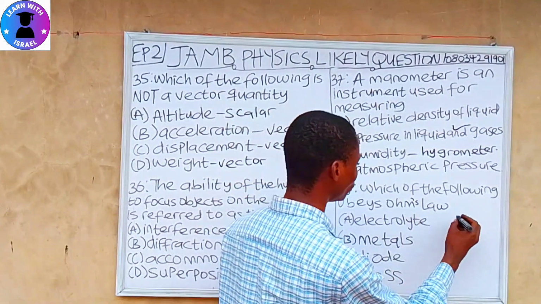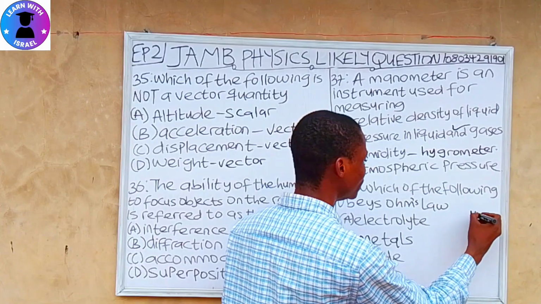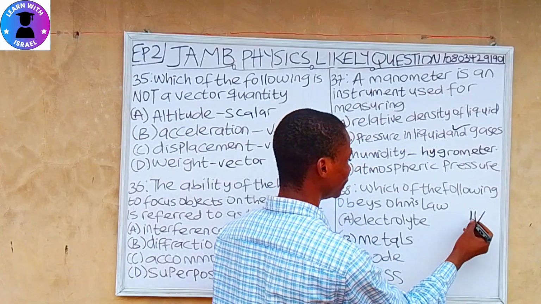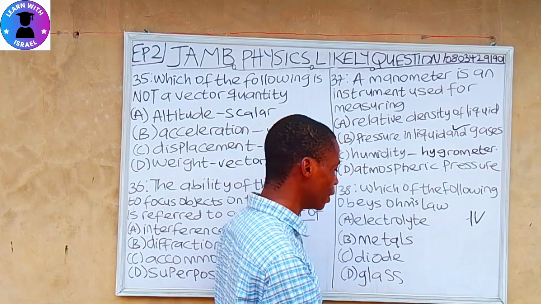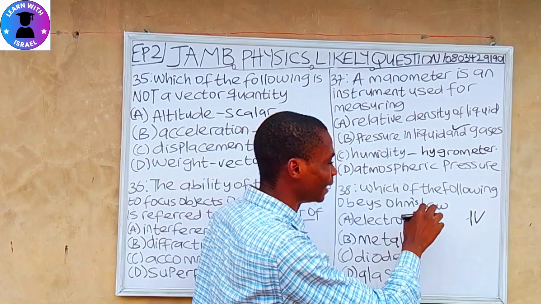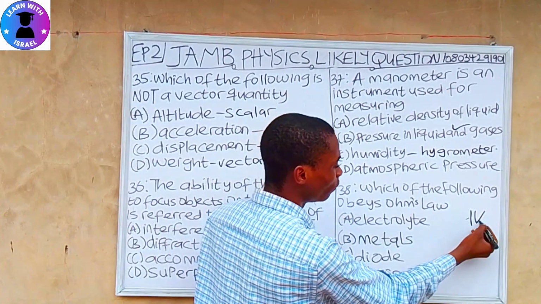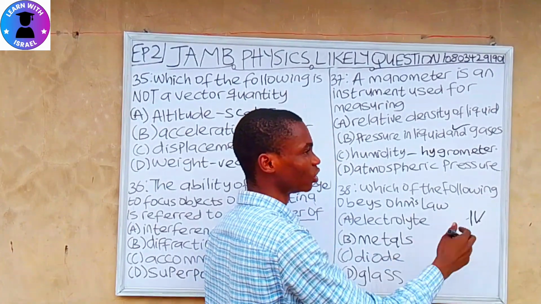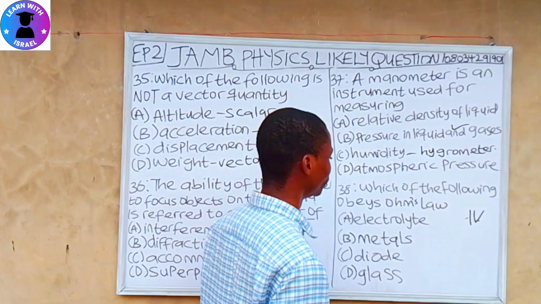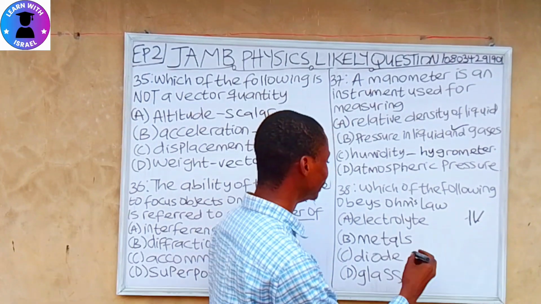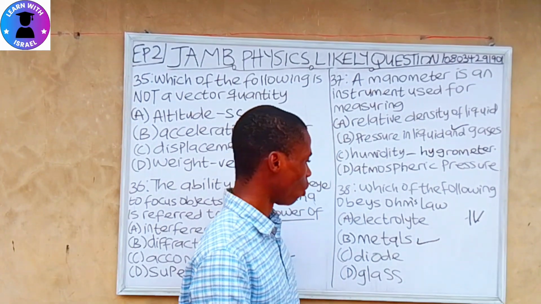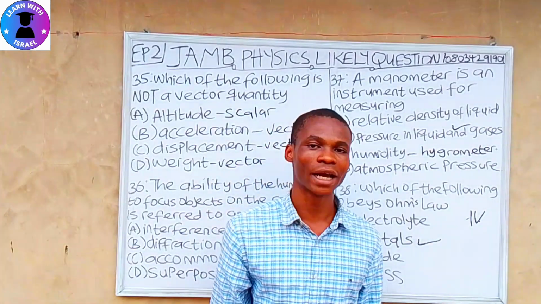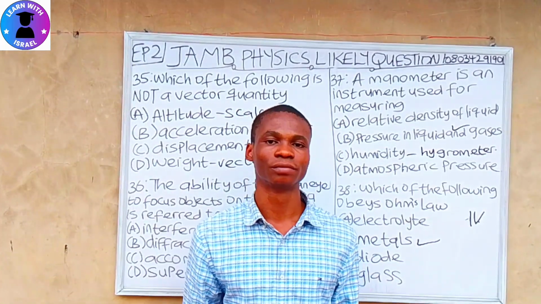And the formula for Ohm's law is I proportional to V. This is the current which is passing through the metal and is directly proportional to V, which is the voltage, also known as the potential difference. I hope you understand that now. It is the metals that obey Ohm's law. So guys, let's continue.